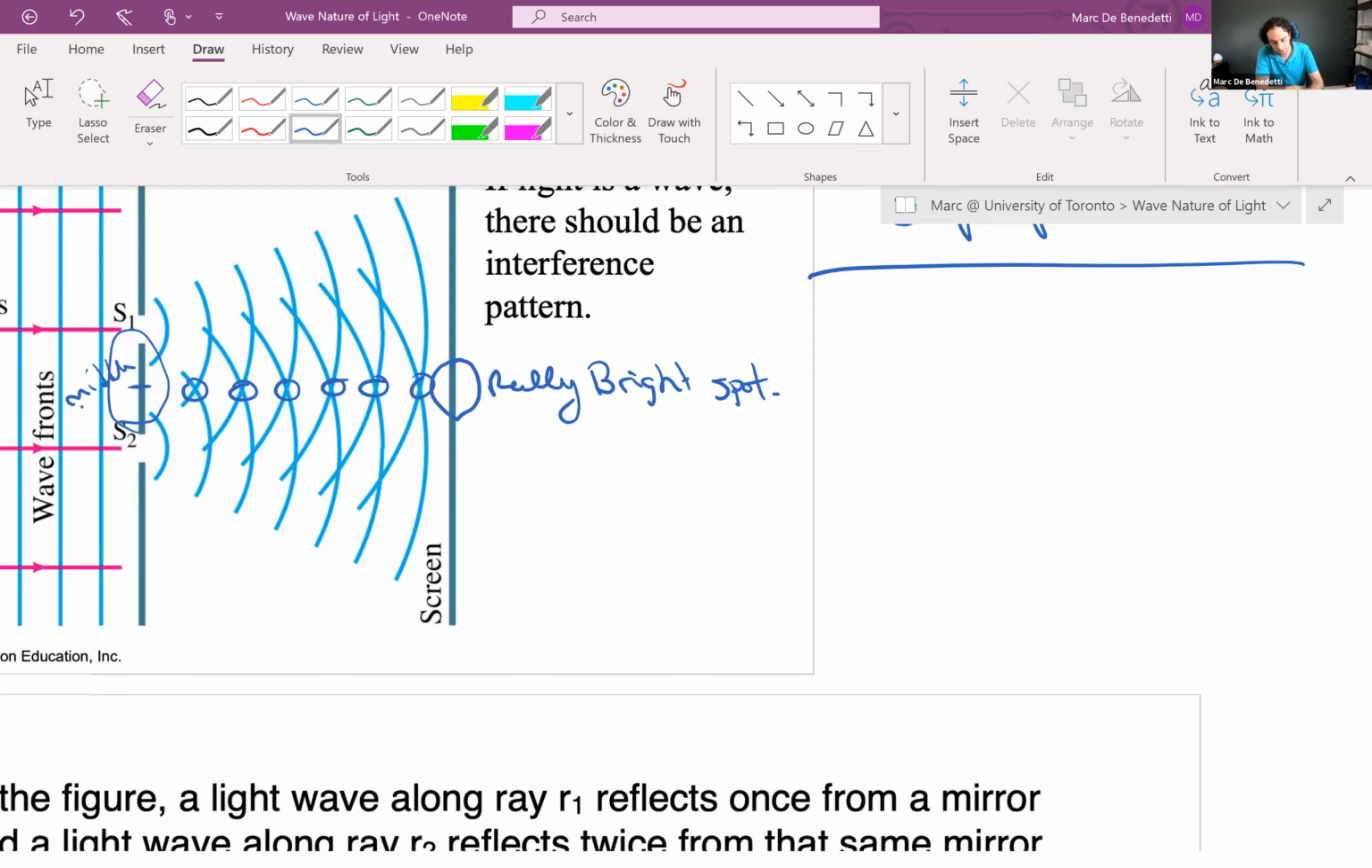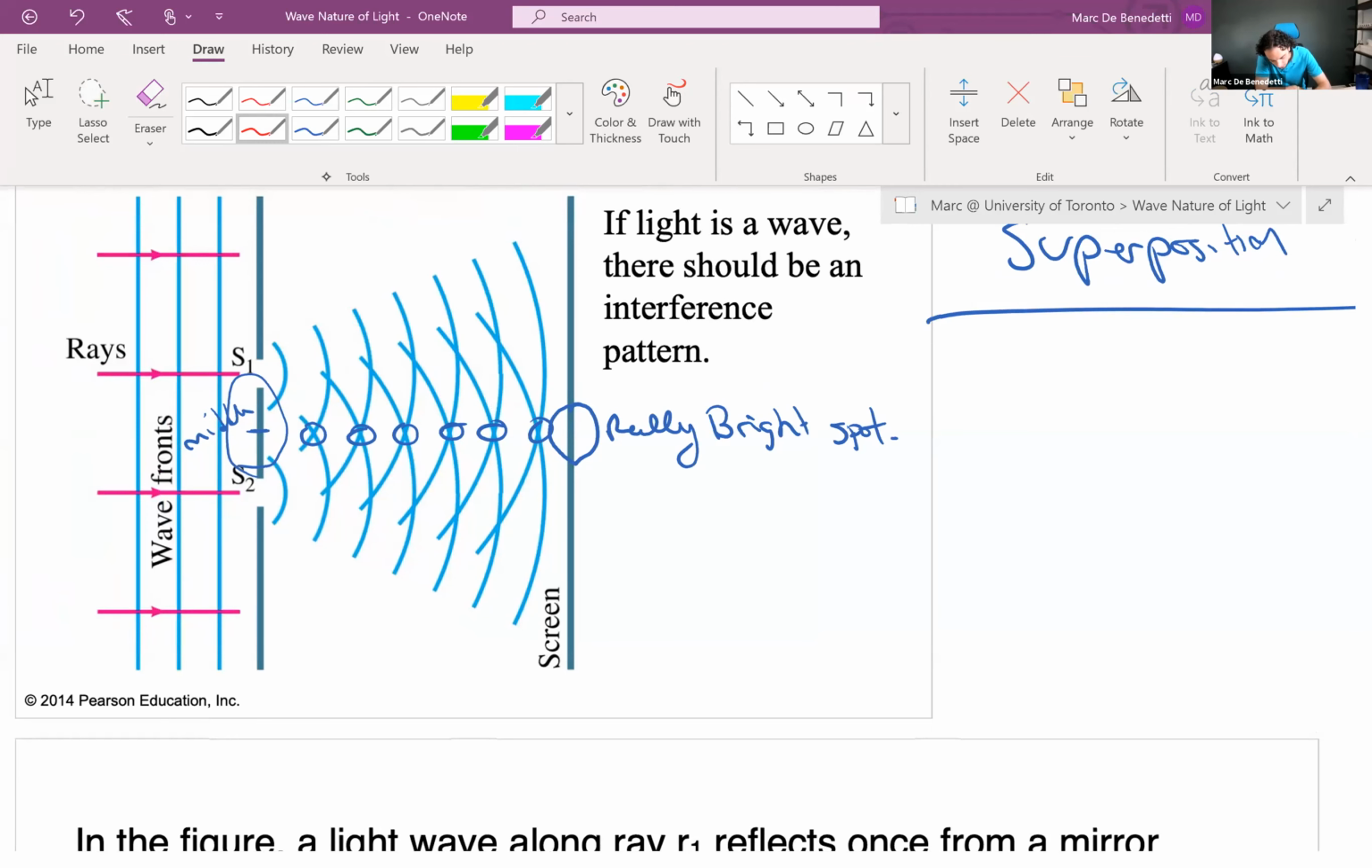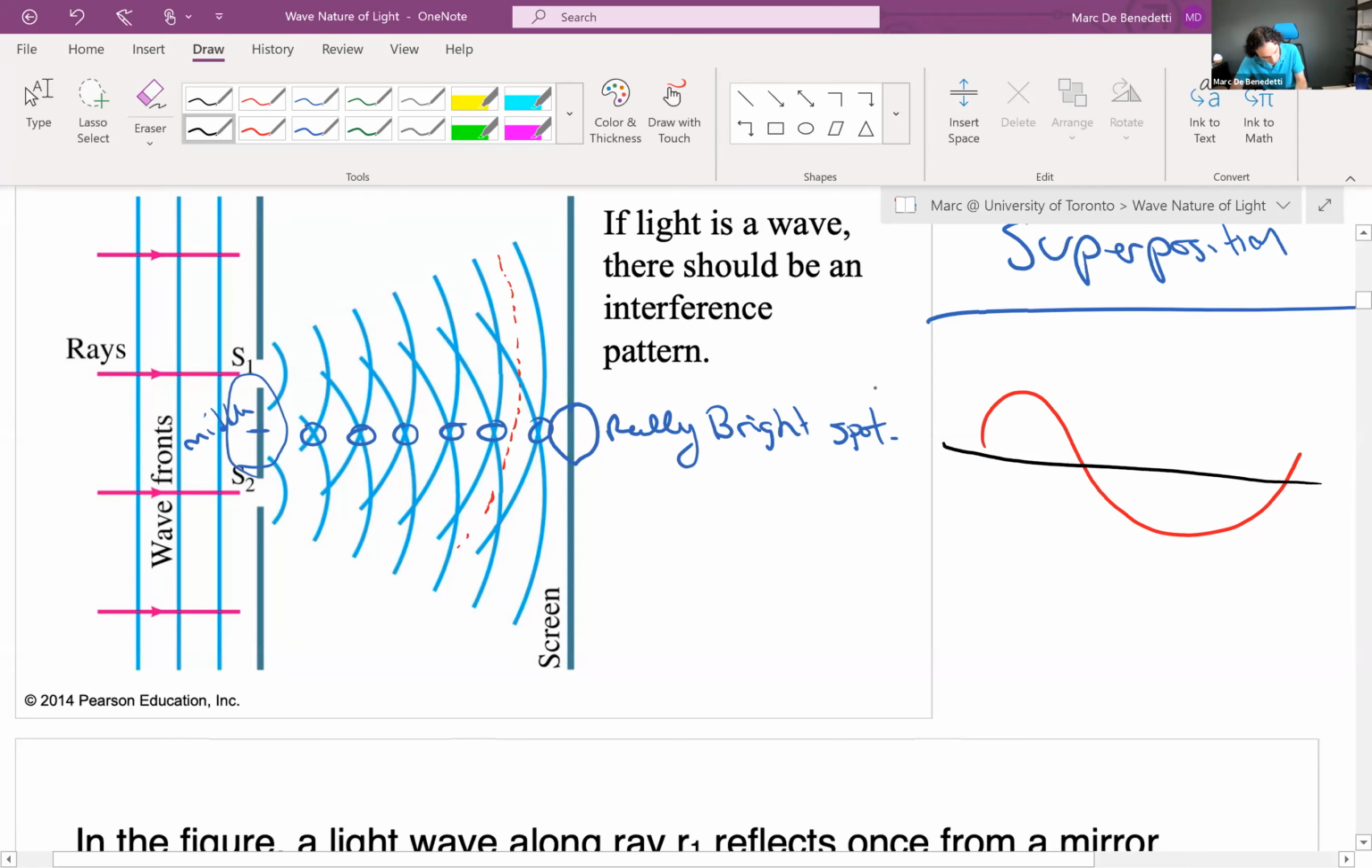Now, the opposite is also true. Superposition works in the opposite direction as well. When you have a trough, it's like an antinode but in the opposite direction. So really what this is here is like when you have a wave, let's see here, blue maybe.